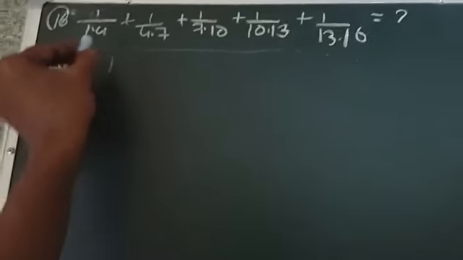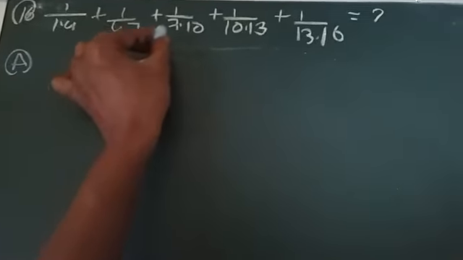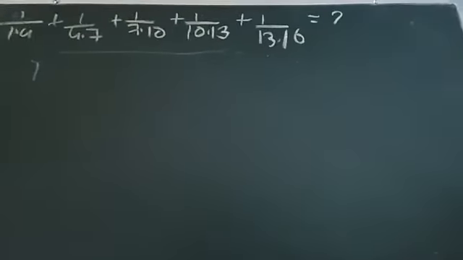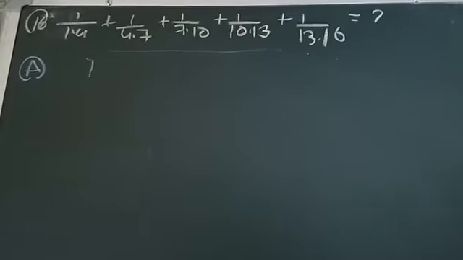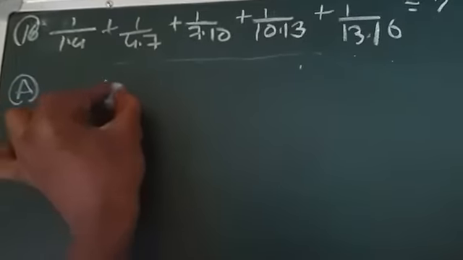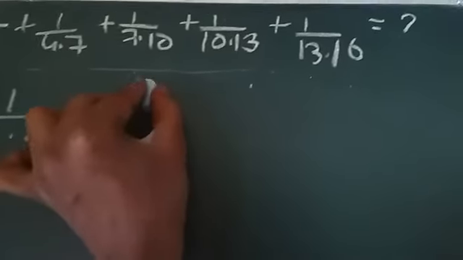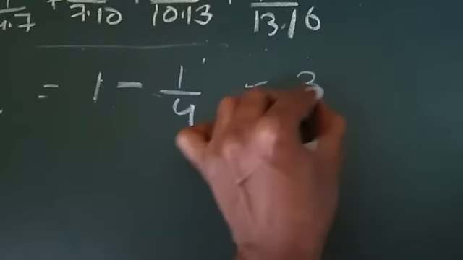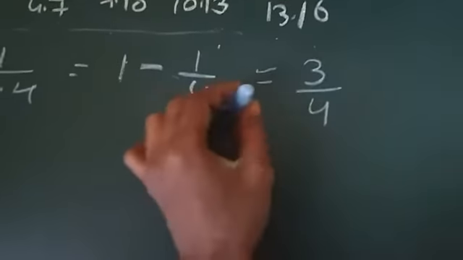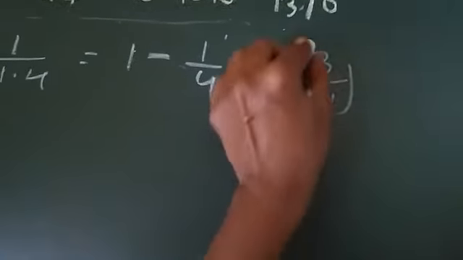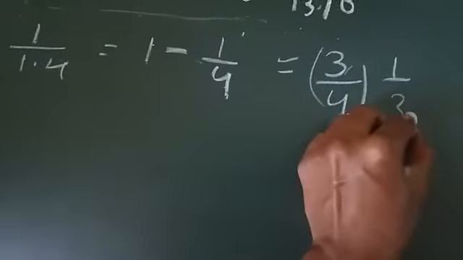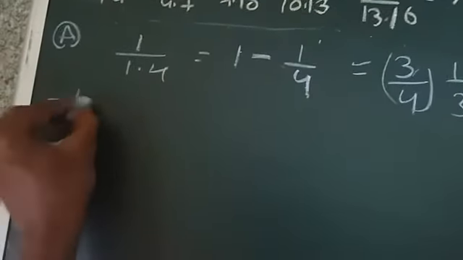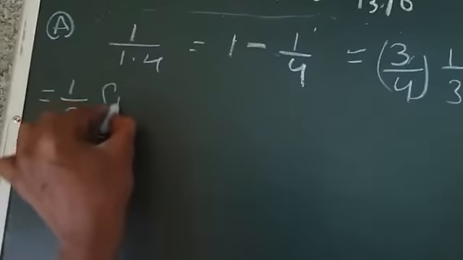See the next question, that is 1 by 1 into 4 plus 1 by 4 into 7 plus 1 by 7 into 10 plus 1 by 10 into 13 plus 1 by 13 into 16. Here you have to find the addition result. Let us consider the first term 1 by 4. If you replace this as 1 minus 1 by 4, what do you get? 4 minus 1, 3 by 4. That means you are getting an extra factor of 3. If you multiply by 1 by 3, the 3 will cancel. The remaining term will be as it is, 1 by 4. So let us replace 1 by 4 as 1 by 3 into 1 minus 1 by 4.